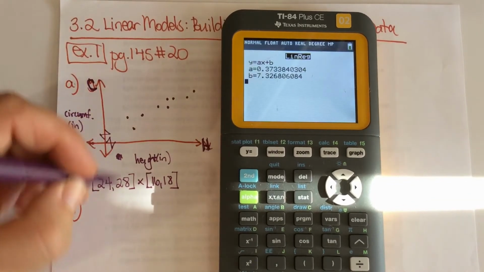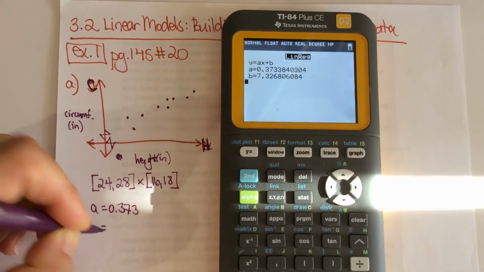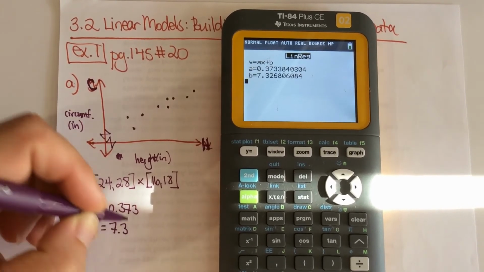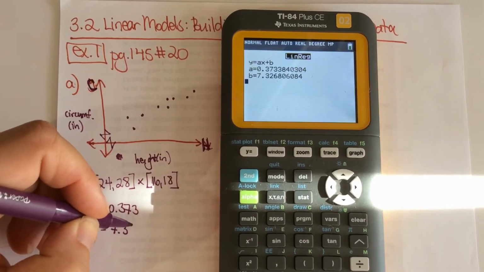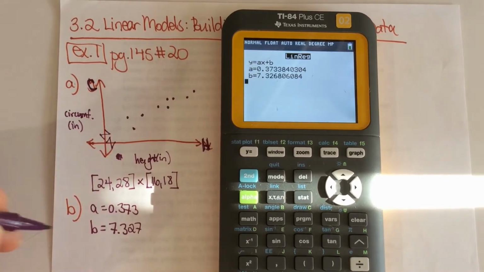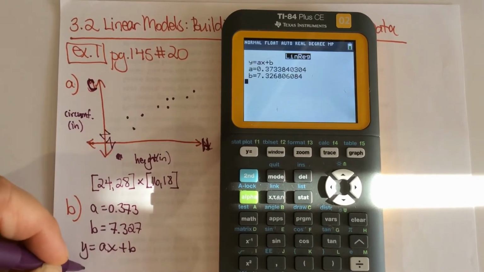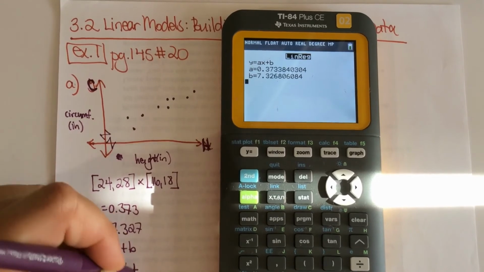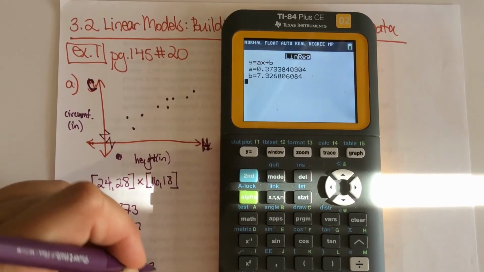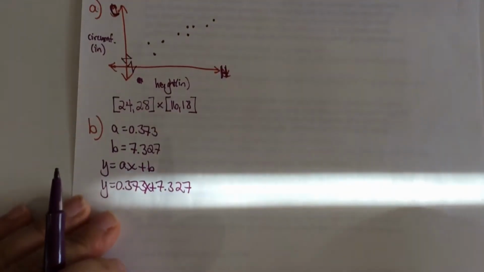And now it's telling me that the a value is 0.373. I want rounded to 3 decimal places, please. And the b value is 7.327. And if it's y equals ax plus b, then my equation is, oops, I forgot my x. But it says express the model using function notation.